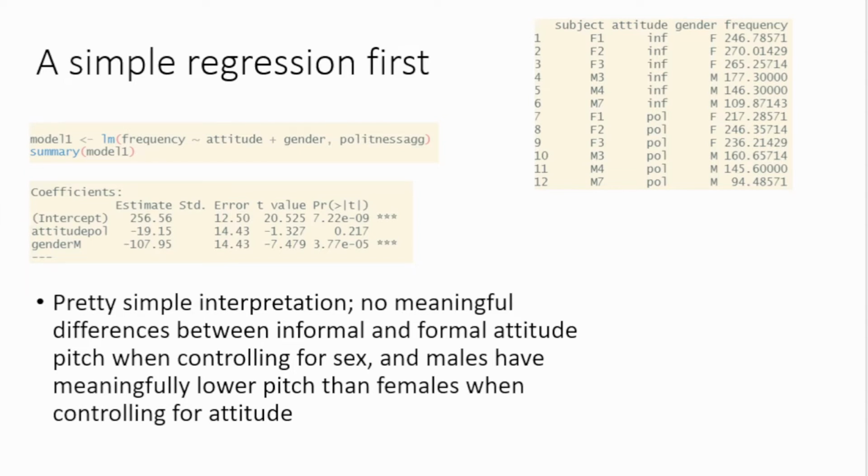This shows our coefficients. Here we can see it's pretty simple interpretation. There's no meaningful differences between informal and polite attitudes, when controlling for gender, which is itself a significant variable. So obviously males would have a lower average pitch frequency than females, because anatomically that makes sense. Okay, so that would be a simple regression, and it obviously doesn't take into account the complete data structure, so it's not great, right?